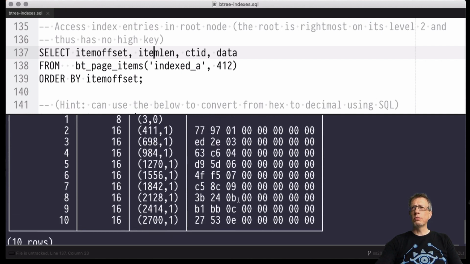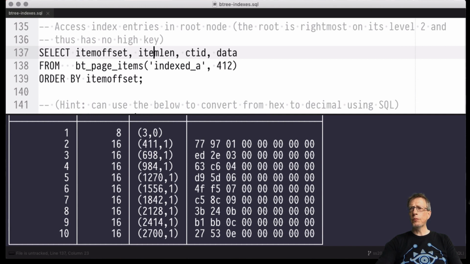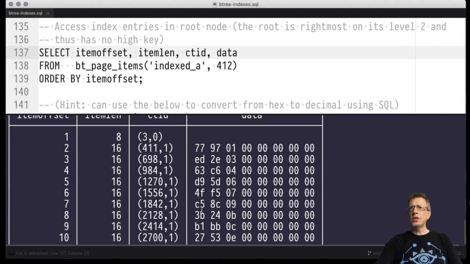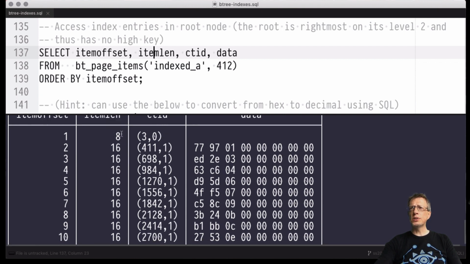10 entries there. That's what we expected. There's 10 entries there, but one of the entries looks a bit different than the others. It's also only half the size. This is the P0 page pointer.